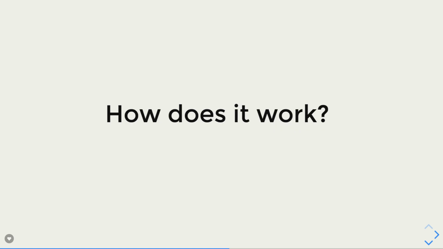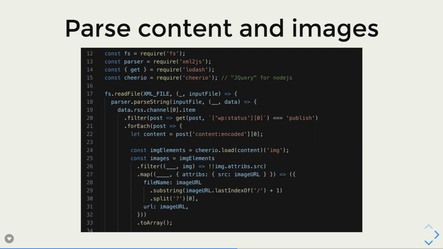So to give you an idea of how it works underneath, it's a whole lot of code here, but let's go through it. You read your XML file, you parse it using this XML to JS parsing library. And then you start looping through all of the items. Here we filter out all of the posts that aren't published, because we don't care about them. We just want to get the published posts.